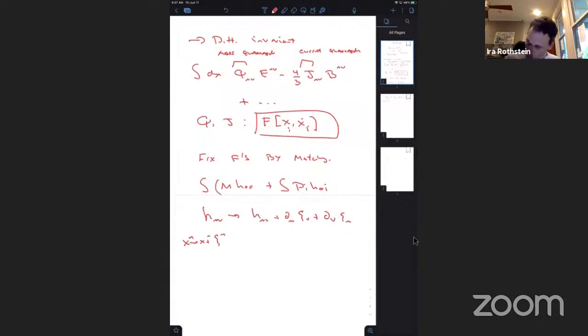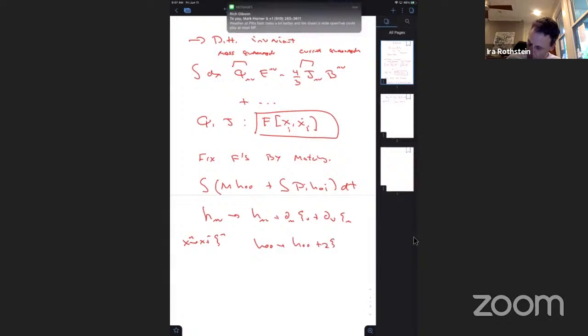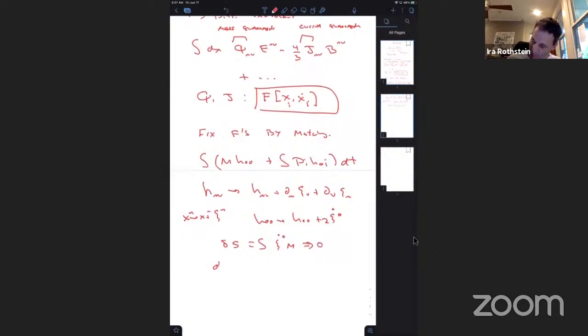So choosing T as our affine parameter, we can see that H00 is going to go to H00 plus something, right? So delta S will be M times C0 dot. Now, this is a total derivative, so I can set it to 0. And the reason is because dm dt is 0.